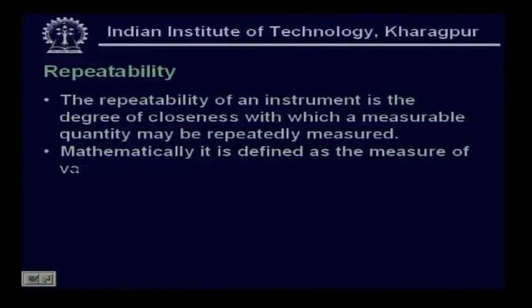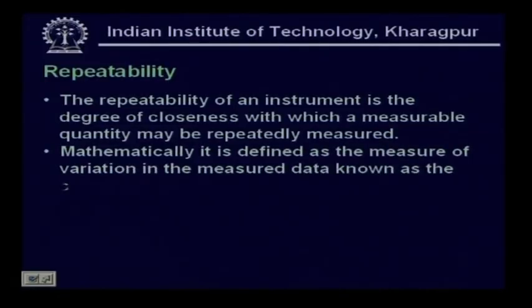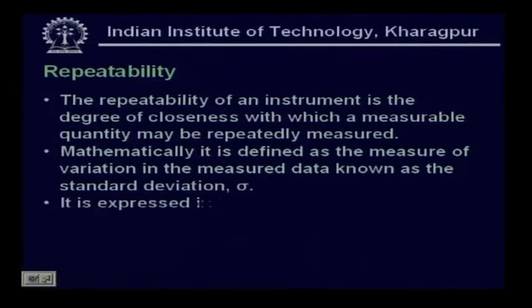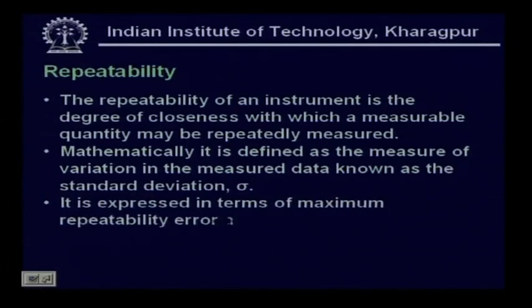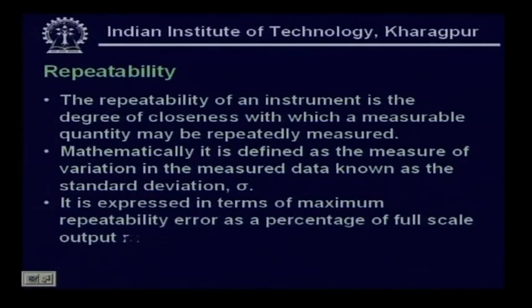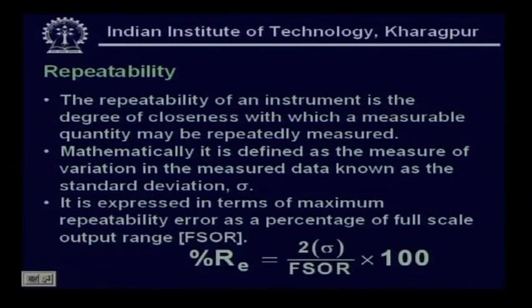Now, mathematically, how will you define this repeatability? Mathematically, it is defined as the measure of the variation in the measured data, known as the standard deviation sigma. It is expressed in terms of maximum repeatability error as a percentage of full scale output range, right. So, repeatability is 2 sigma over full scale output range into 100, this is the percentage repeatability.